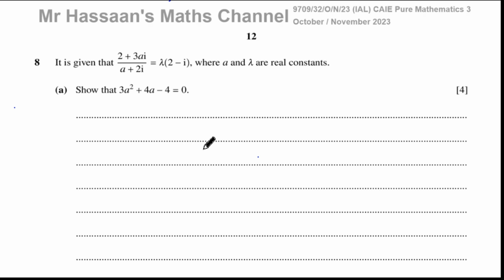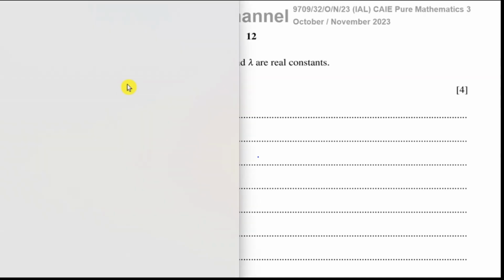Okay, so basically what we have to do is take this and change it in such a way that the denominator is a real number, which is called realizing the denominator. And it should give us something of this form. So how do you change something such that the denominator is a real number? Well, you multiply it by what's called its conjugate.